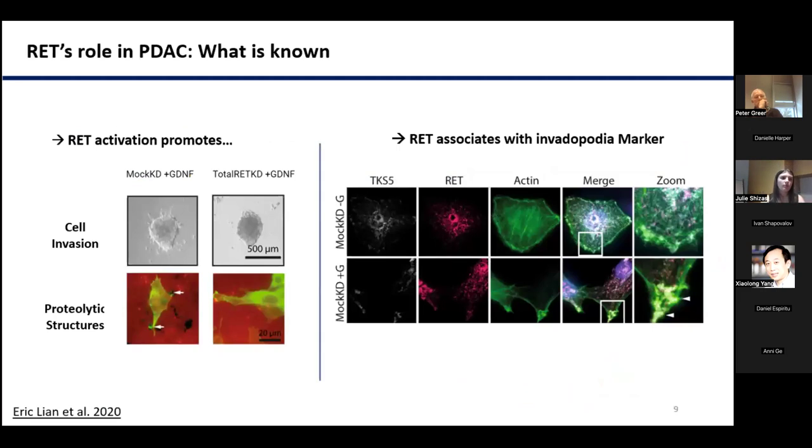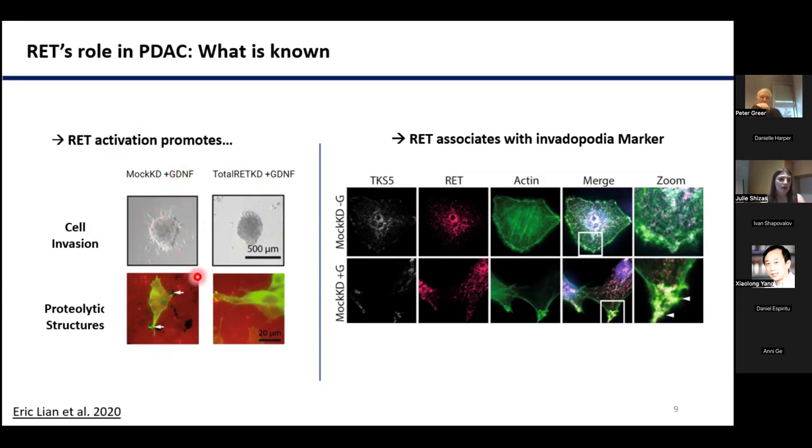So to look at RET's role in PDAC and invasion specifically, a previous PhD student in our lab named Dr. Eric Lian used shRNA RET knockdown cell lines, and he found that RET activation promotes both cell invasion and the formation of proteolytic structures. So here we have a 3D spheroid of pancreatic cancer cells, or PDAC cells, and we see that when there's total RET knockdown, in the presence of RET's ligand, there's decreased invasion into a surrounding 3D matrix, compared to when RET expression is present and activated with GDNF.